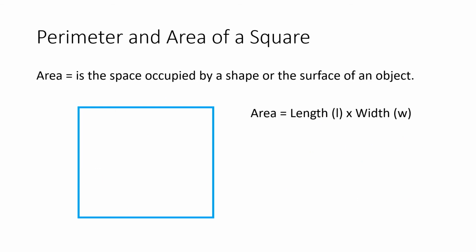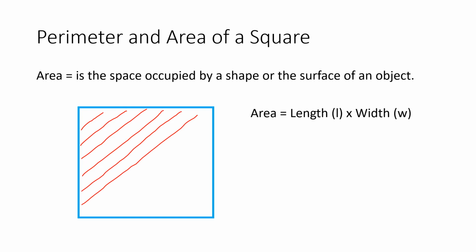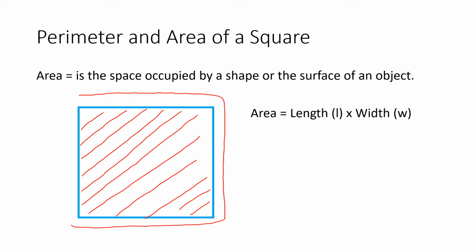Now we'll learn how to calculate the area of a square, right? The area is simply the space occupied by a shape or the surface of an object. For a square, the formula to calculate area is length times width. Now when looking at area, we are trying to calculate the inside part, right? The space that is occupied by this square. Perimeter was the distance outside, okay?